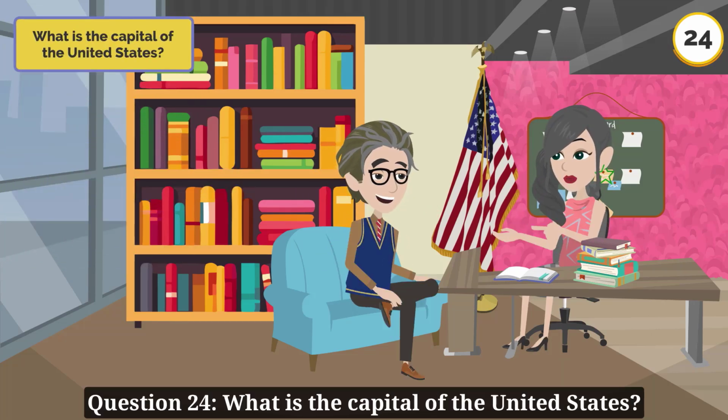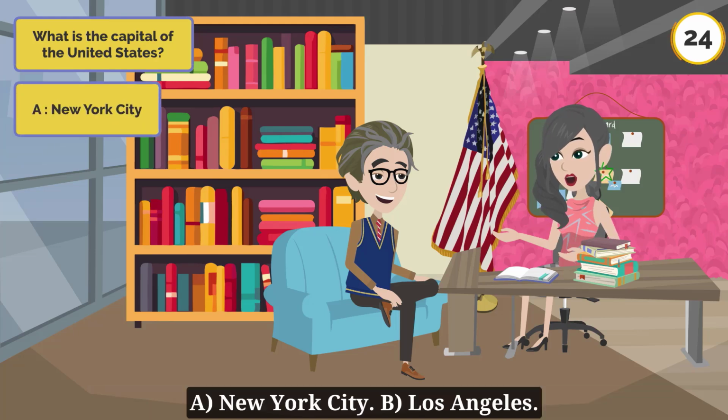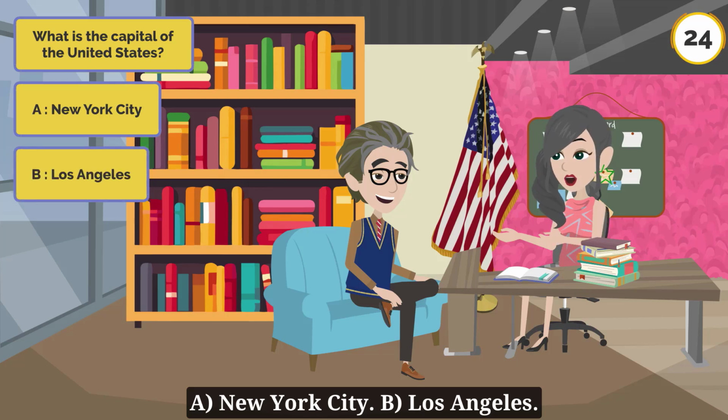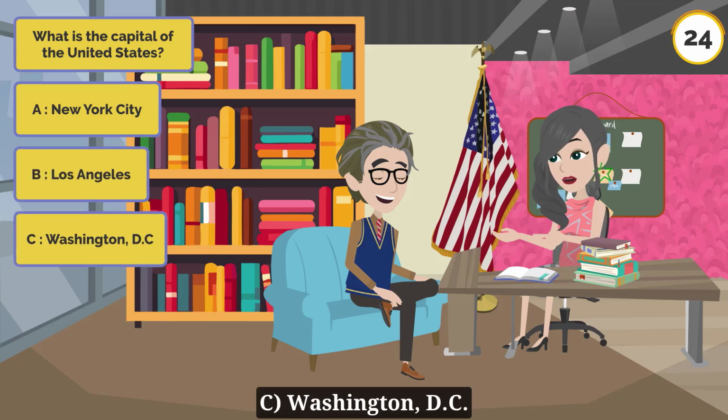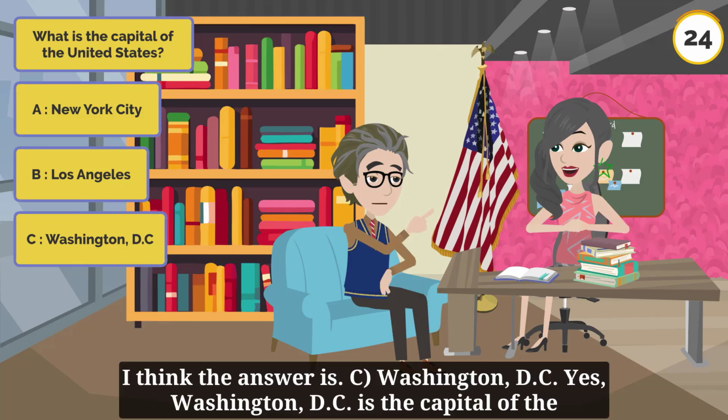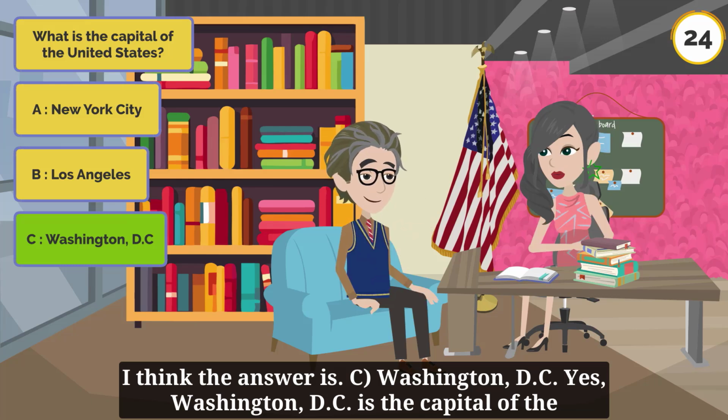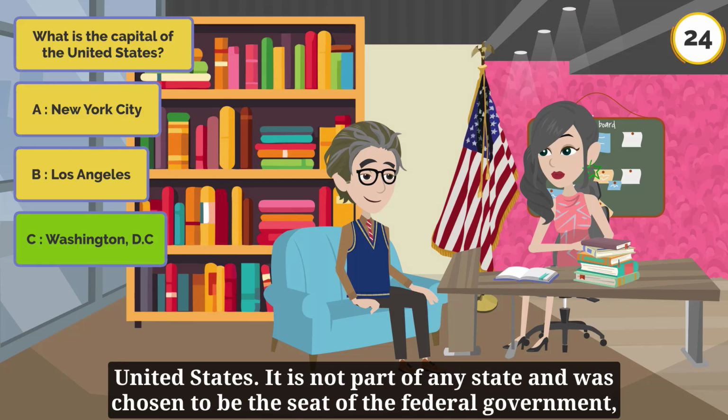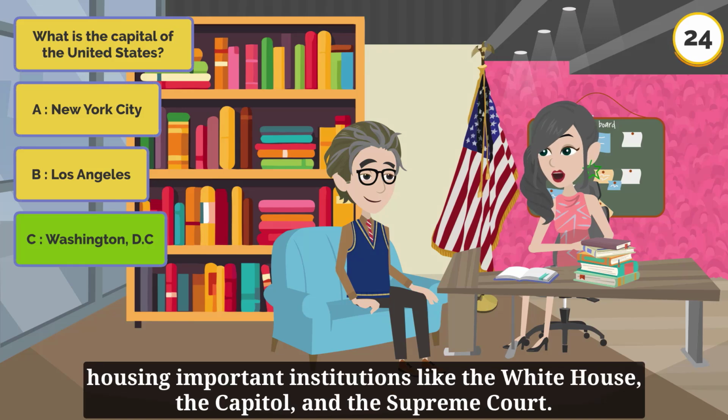Question 24. What is the capital of the United States? A. New York City. B. Los Angeles. C. Washington, D.C. I think the answer is C. Washington, D.C. Yes, Washington, D.C. is the capital of the United States. It is not part of any state and was chosen to be the seat of the federal government, housing important institutions like the White House, the Capitol, and the Supreme Court.